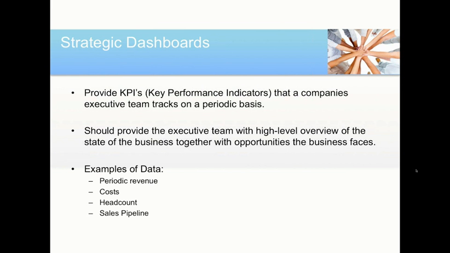Next is strategic dashboards. These can provide KPIs, which are key performance indicators that a company's executive team tracks on a periodic basis. It's different for every company, but you could be looking at periodic revenue, costs, headcount, sales pipeline. It should provide the executive team with a high-level overview of the state of the business, together with opportunities the business faces. So putting those 2 together.